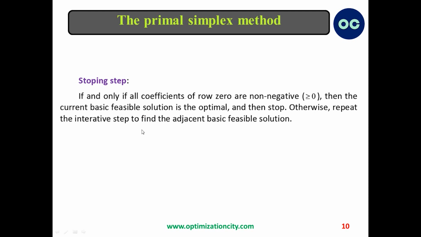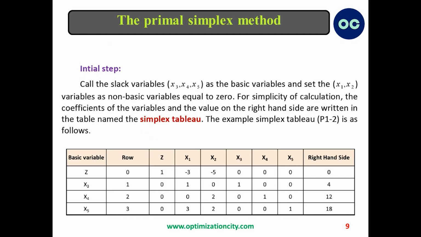To determine if we have reached the optimal solution, we check whether all coefficients in row 0 of the simplex tableau are non-negative, greater than or equal to 0. If they are, then the current basic solution is optimal and we can stop. If not, we repeat the iteration. So in this tableau, we can see that we have negative values for the coefficients of the non-basic variables. So we should continue the process.